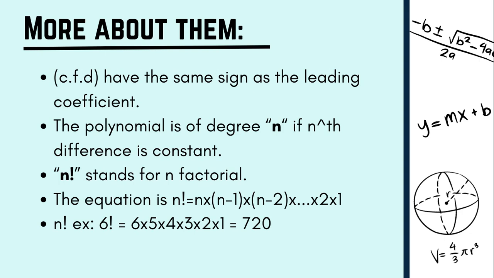More about constant finite differences. Constant finite differences have the same sign as the leading coefficient. The polynomial is of degree n if the nth difference is constant.